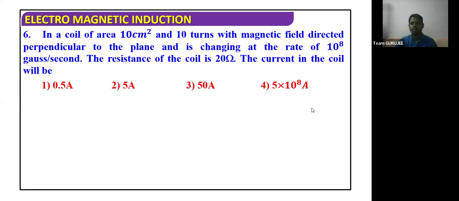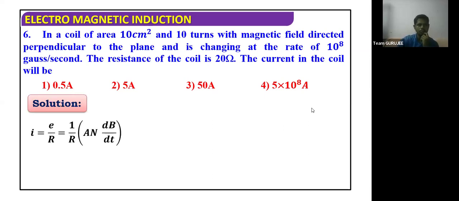Actually, before we find the current, we have to find the induced EMF, because the current I is equal to V by R. First, we find the V value. The formula for the induced EMF is dΦ by dt. Then substitute. The area is given, the number of turns is given. I is equal to E by R, and E is equal to N A dB by dt. This formula is dΦ by dt.